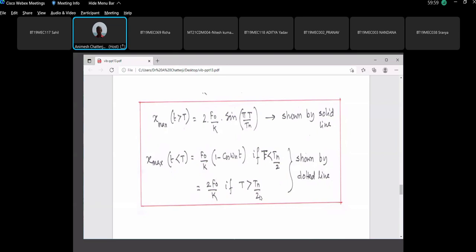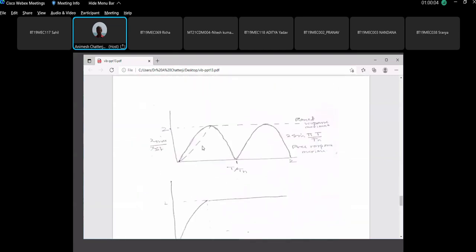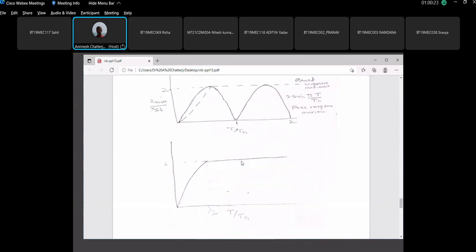So this is slightly difficult to digest. Finally, this dotted line is phase 1 amplitude and solid line is phase 2 amplitude. If we compare the two and retain the highest value, then the graph looks like this. So this is the graph of highest vibration value. This is called response spectrum. This is vibration amplitude and this is T by Tn. X axis is T by Tn, Y axis is vibration amplitude.